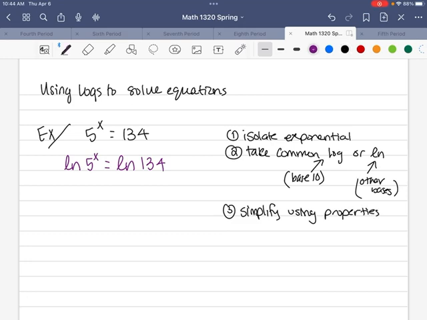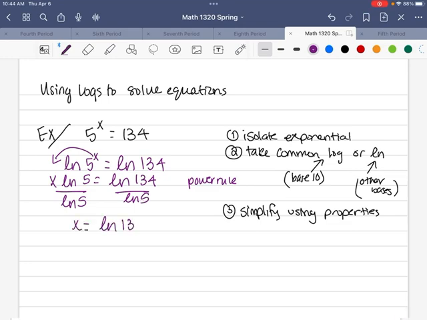So in this case, I can use the power rule to bring the x to the front. So then I'll have x times the natural log of 5 equals the natural log of 134. And then from there, now we can solve for x by dividing both sides by the natural log of 5. So x is equal to the natural log of 134 over the natural log of 5. And then from there, you can just type that into your calculator, divide it out, and you'll get that x is approximately 3.04.